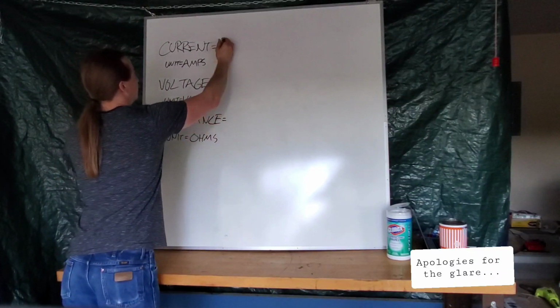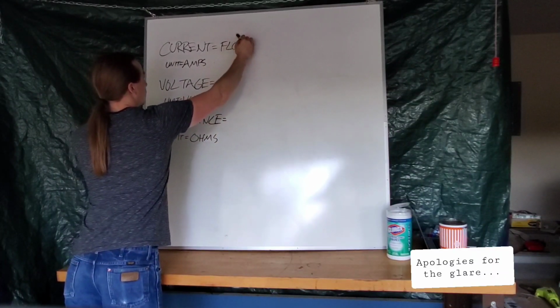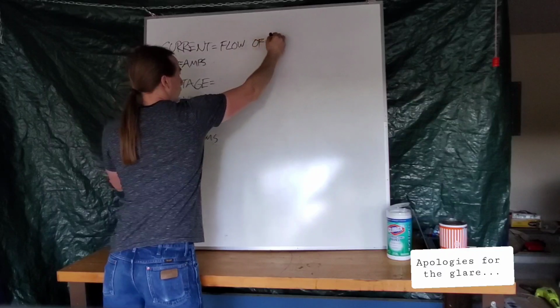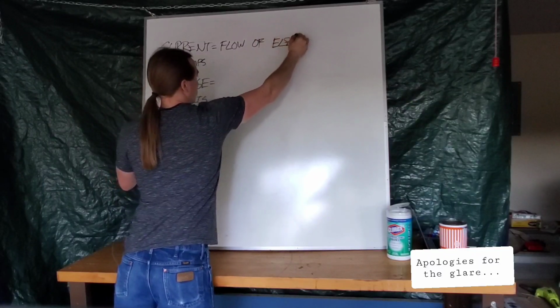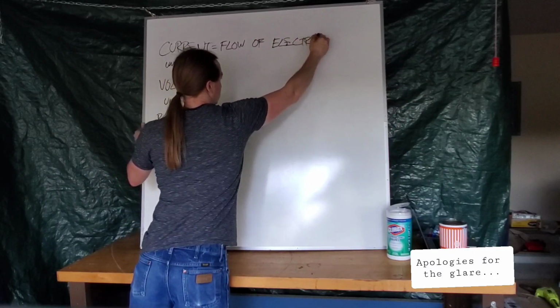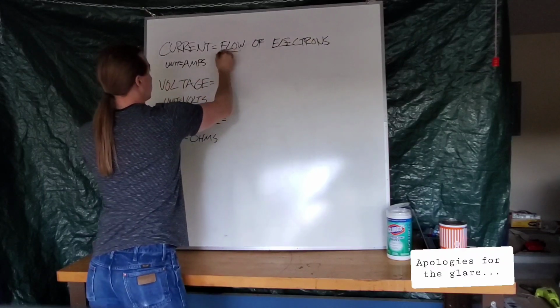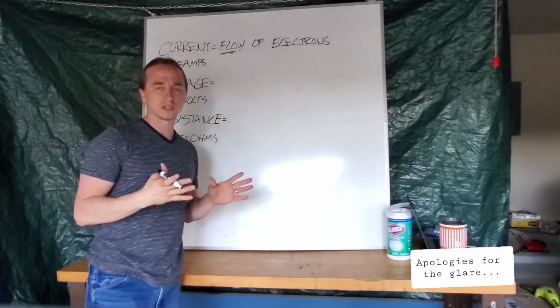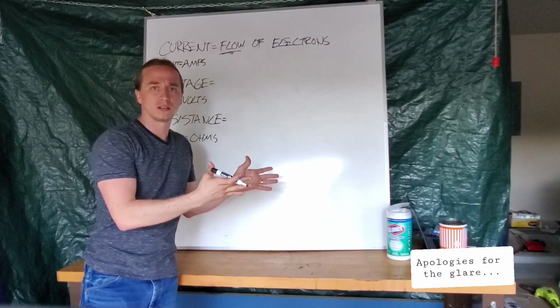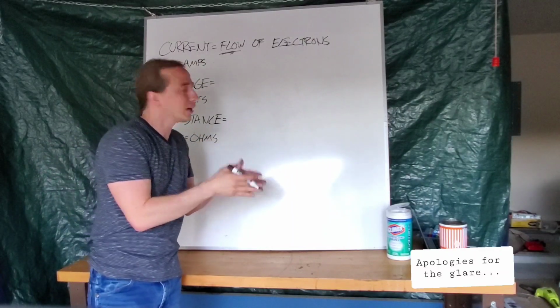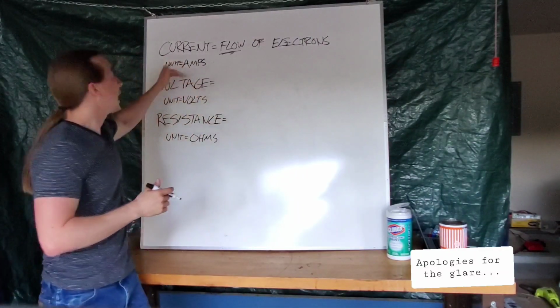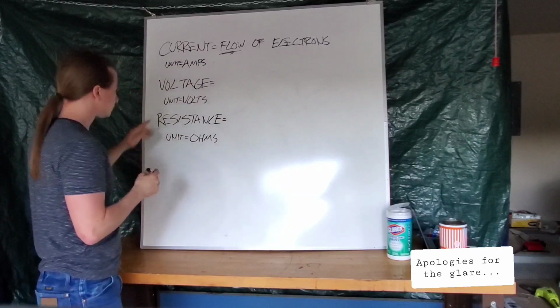Current is going to be the flow of electrons. The flow of electrons, okay? You're in the river, you get in, the current takes you away. The electrons flowing through a wire, that is your current. That is your amperage. That is your amps, alright?